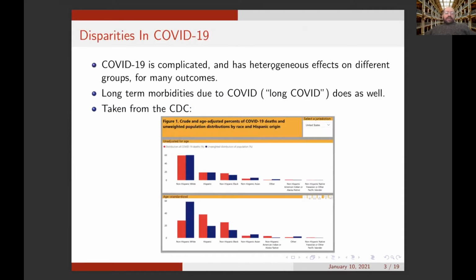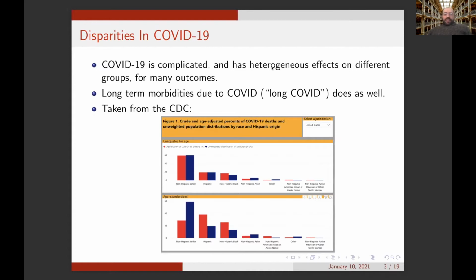This event is about the disparities in COVID-19, and this has been very well documented, and much ink has been spilled on this issue. COVID-19 was originally thought to be a respiratory disease, but of course we now understand that it is a complicated, possibly multi-system disease, and it attacks many organs in the human body. It potentially has longer-term after effects, sometimes called long COVID, and it has heterogeneous effects in different groups, in particular ethnic groups or men and women.